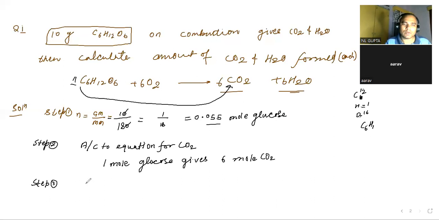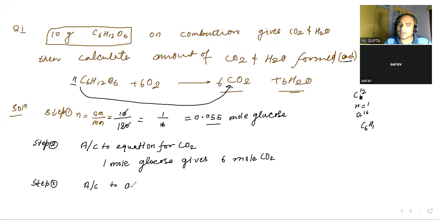Sir, I have a question. Why aren't you doing H2O as well? Why are you only doing CO2? No, they said separately, each. So firstly you calculate CO2, then you calculate H2O. Firstly you need to calculate the amount of CO2. Calculate the amount of CO2 and H2O formed, each separately, they are asking. So firstly we are calculating the amount of CO2, then we will calculate the amount of H2O the same way.